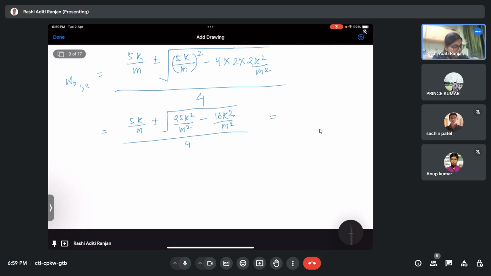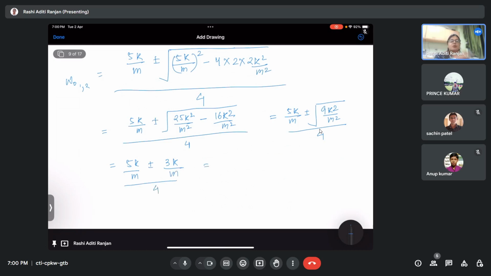This will be equal to 5k by m plus minus. Now 25 minus 16 is 9. I'll just write this step. 9k square by m square divided by 4, which would give me, now 9, when it comes out of the root, it will be 3. So I'll have 5k by m plus minus 3k by m divided by 4.